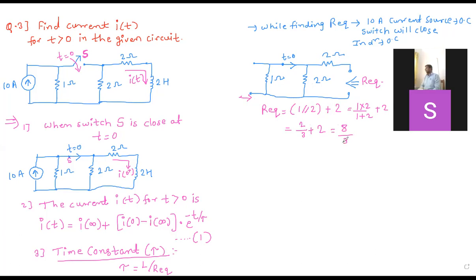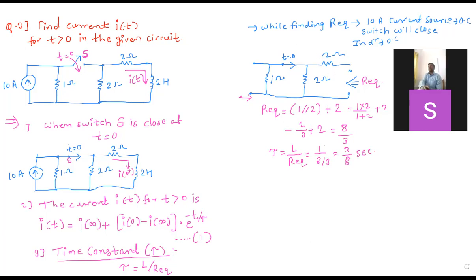Okay, so it will give 8 by 3. So R equivalent you can keep 8 by 3 as it is. So 8 by 3 you can put in the time constant. So tau value is equal to L by R equivalent, that is equal to 1 by 8 by 3. So that will give 3 by 8 second. I will keep it as it is.